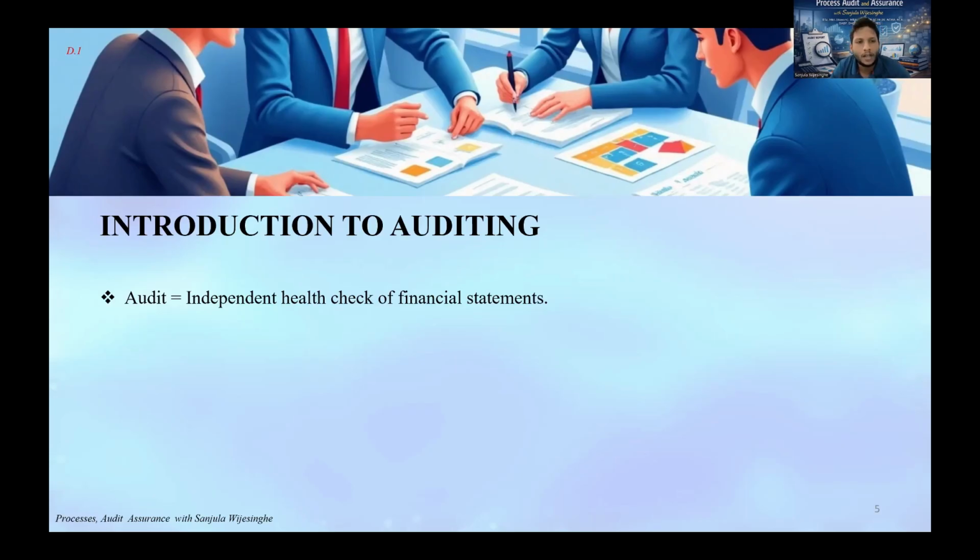You see, an audit is an independent health check of financial statements. Just assume there is an insurance company, the insurer, and a person called ABC. ABC has cancer. Now ABC wants to obtain a life insurance policy. He knows well that if he says he has cancer, the insurer will definitely not give an insurance policy, especially a life insurance policy.